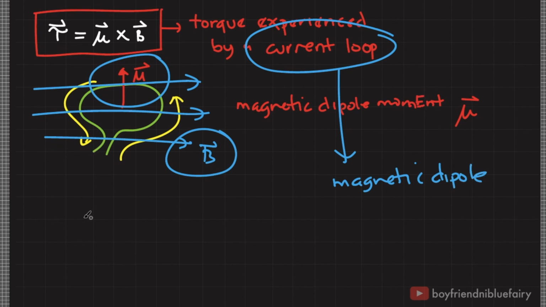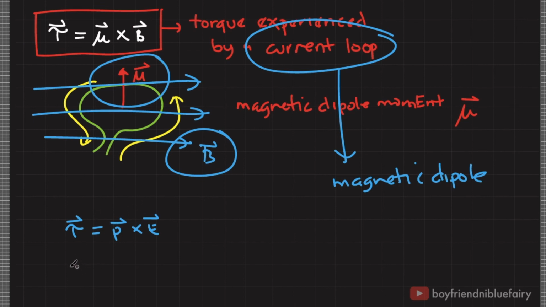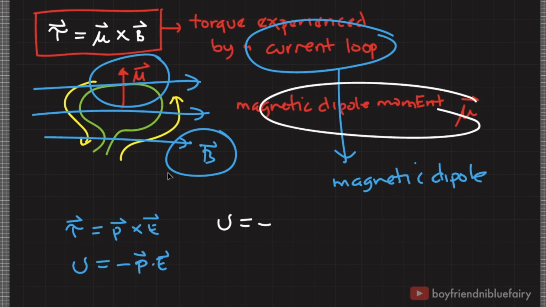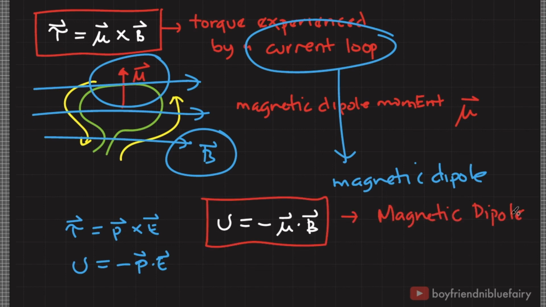Recall that in the electric field, we have the expression torque equals P cross E, which is a similar form to this one for the magnetic field. Also in the electric field, we have the expression for the potential energy, negative P dotted with E, where P is the electric dipole moment. Similarly, we can derive an expression for potential energy for a magnetic dipole. Copying this form, we have U equals negative mu dotted with B, since we replace the electric dipole moment with the magnetic dipole moment and the electric field with the magnetic field. So this is our expression for potential energy for a magnetic dipole.